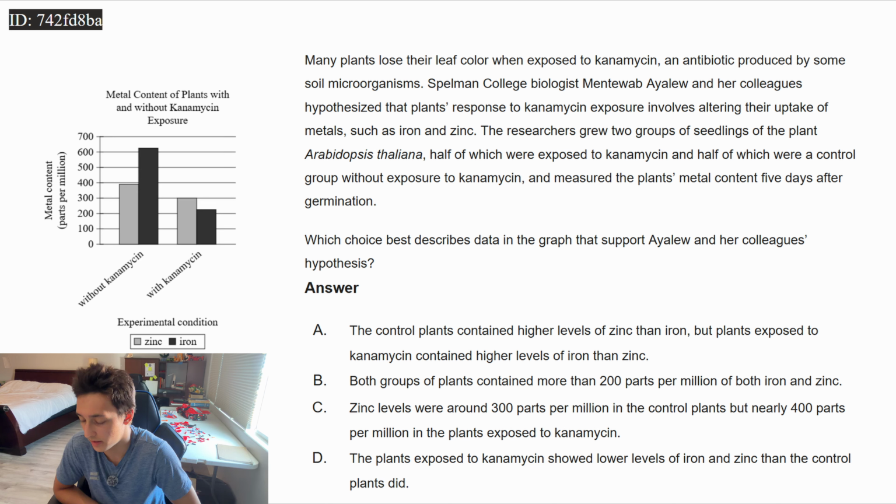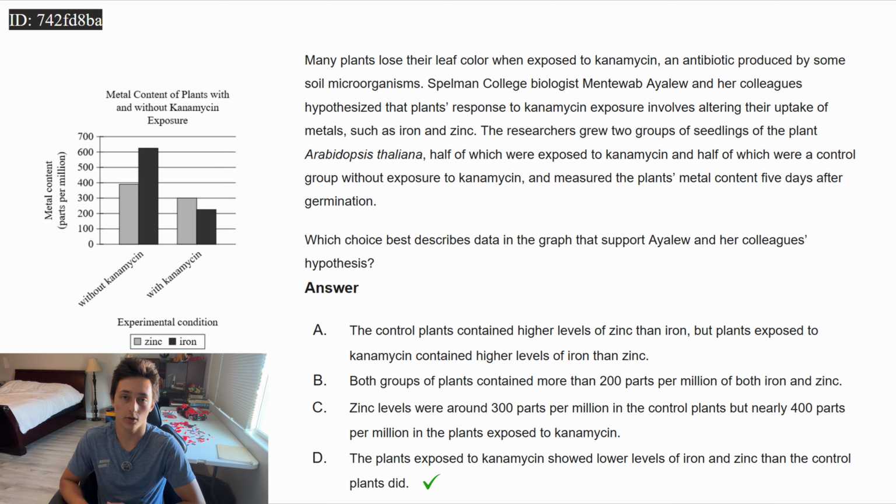Well, that does talk about the zinc levels and how those were altered, but I would like to talk about the iron and the zinc. The plants exposed to K showed lower levels of iron and zinc than the control plants did. That's talking about iron and zinc, and that's what the hypothesis is also talking about. So that is a better answer. And yeah, so D is the correct answer here.